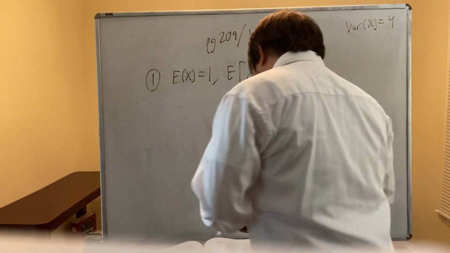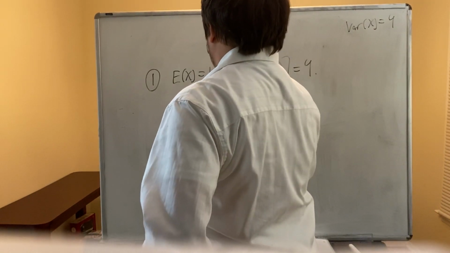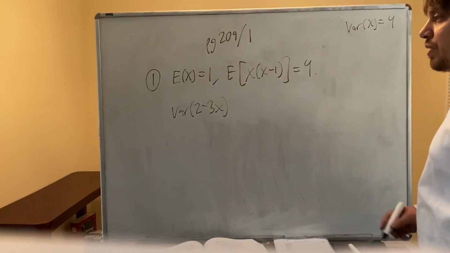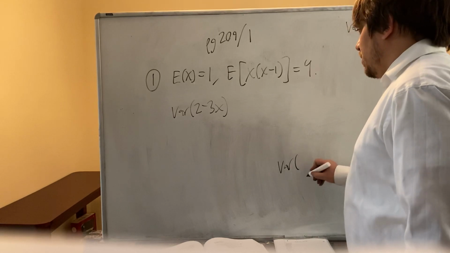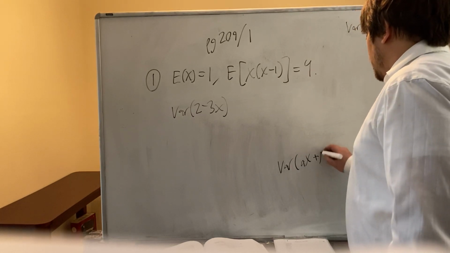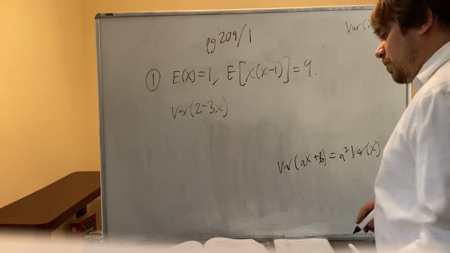Now we're going to find the variance of 2 minus 3x. Okay, so what is the variance of 2 minus 3x? Well, there's a formula that says the variance of ax plus b is equal to a squared times the variance of x.